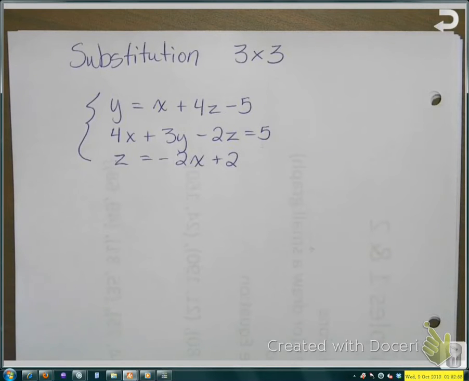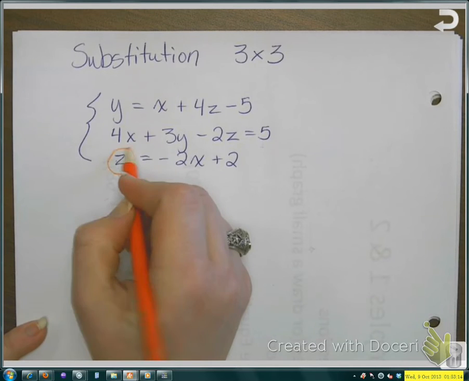Okay, in this module we're going to discuss solving 3 by 3 systems by hand. In this case we are actually going to use the method of substitution. So remember, with substitution you look for a variable that's by itself. First thing I notice is I have z by itself right down here.